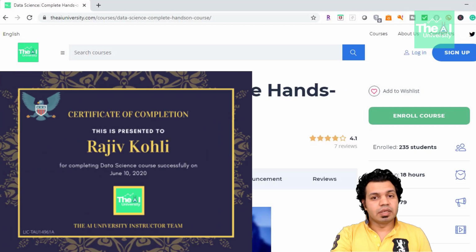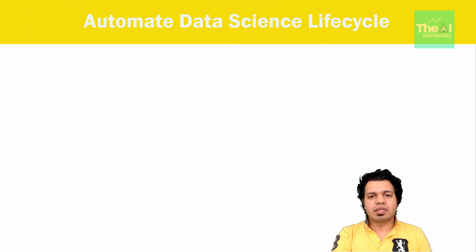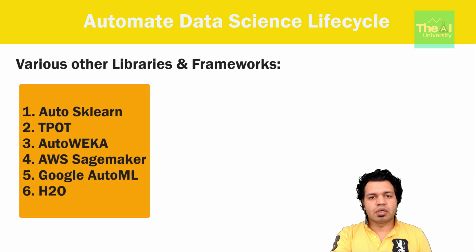So let's move on. There are various open source and licensed libraries and frameworks that provide similar functionality. Some of them are Auto-sklearn, TPOT, whose full form is Tree-based Pipeline Optimization Tool, Auto-WEKA, AWS SageMaker, Google's AutoML, H2O, etc. So far, you may have been performing data pre-processing, exploratory data analysis, feature selection, model building, model training, generating predictions and deploying the model in production manually.